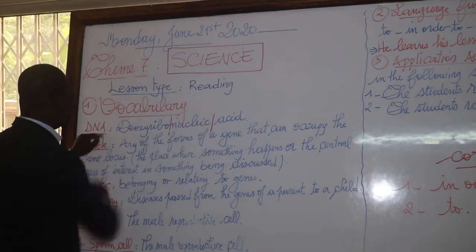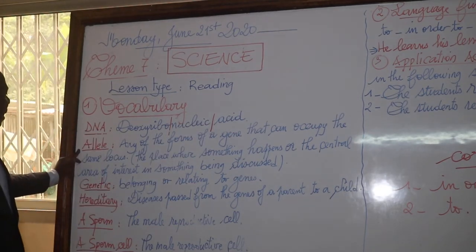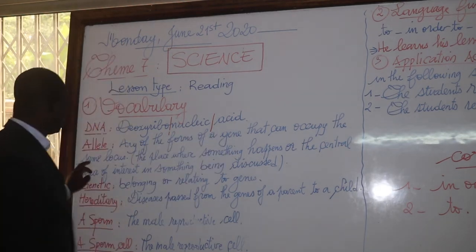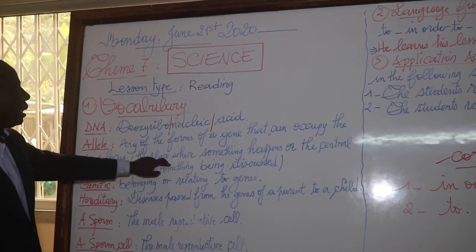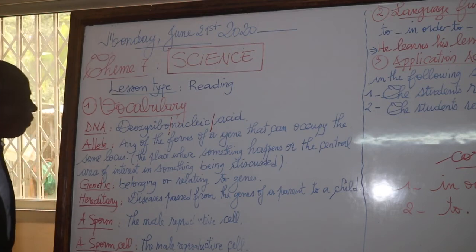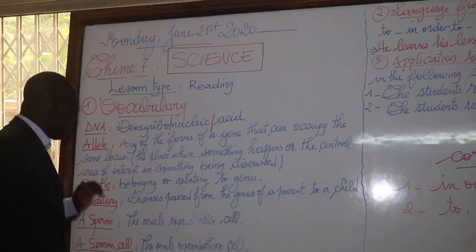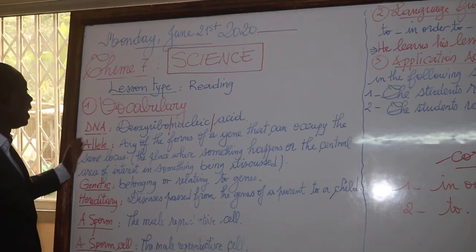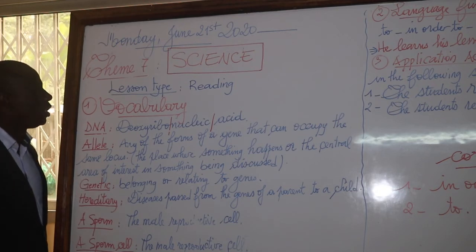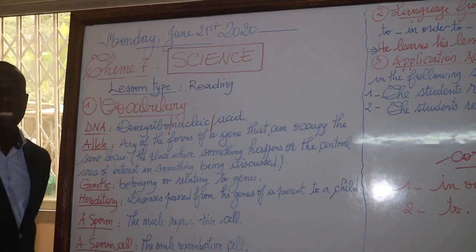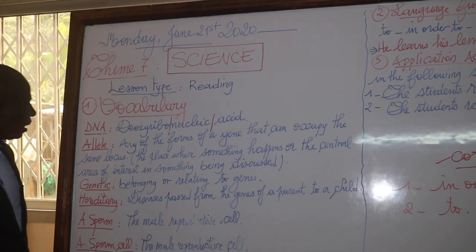Allele, any form of a gene that can occupy the same locus, the place where something happens, or the central area of interest in something being discussed. I repeat, allele, any of the forms of a gene that can occupy the same locus, the place where something happens, or the central area of interest in something being discussed.